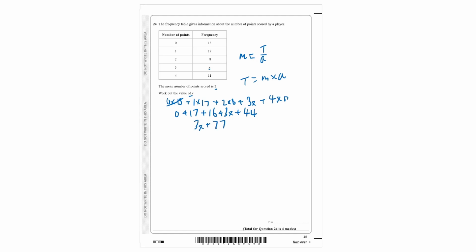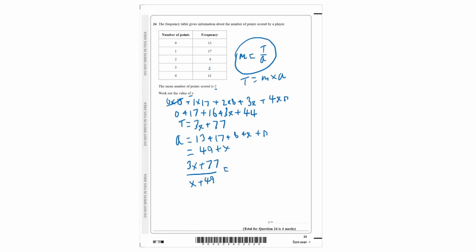Now, moving on, we can find the quantity. Since we already know the mean, we can make an equation. So quantity is simply 13 plus 17 plus 8 plus x plus 11. So our quantity is 49 plus x. Now that we have our total and our quantity, we can use this equation: 3x plus 77 divided by x plus 49 is equal to the mean, which is 2.